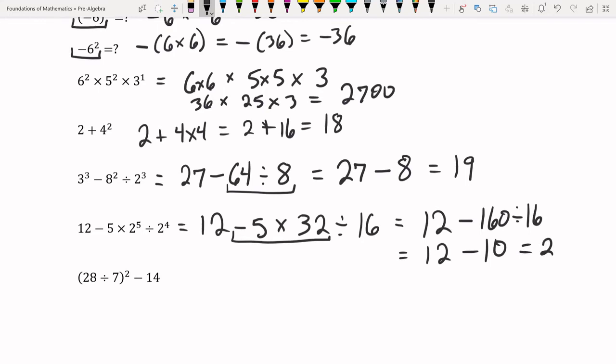Okay, this one has parentheses, and that comes before exponents. So 27 divided by 7 is first. That's going to be 4. 4 squared minus 14. 4 squared is 16. And 16 minus 4 is 2.